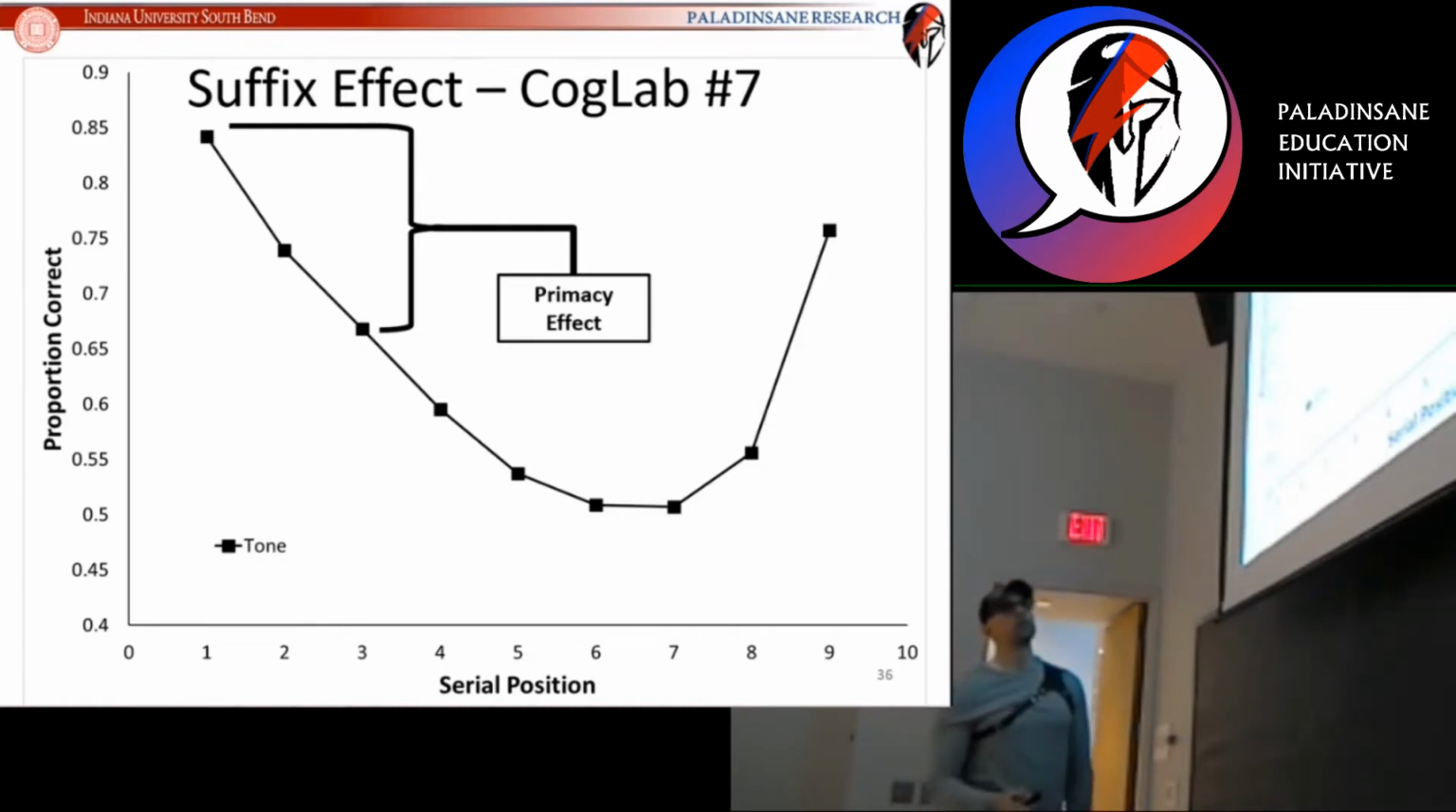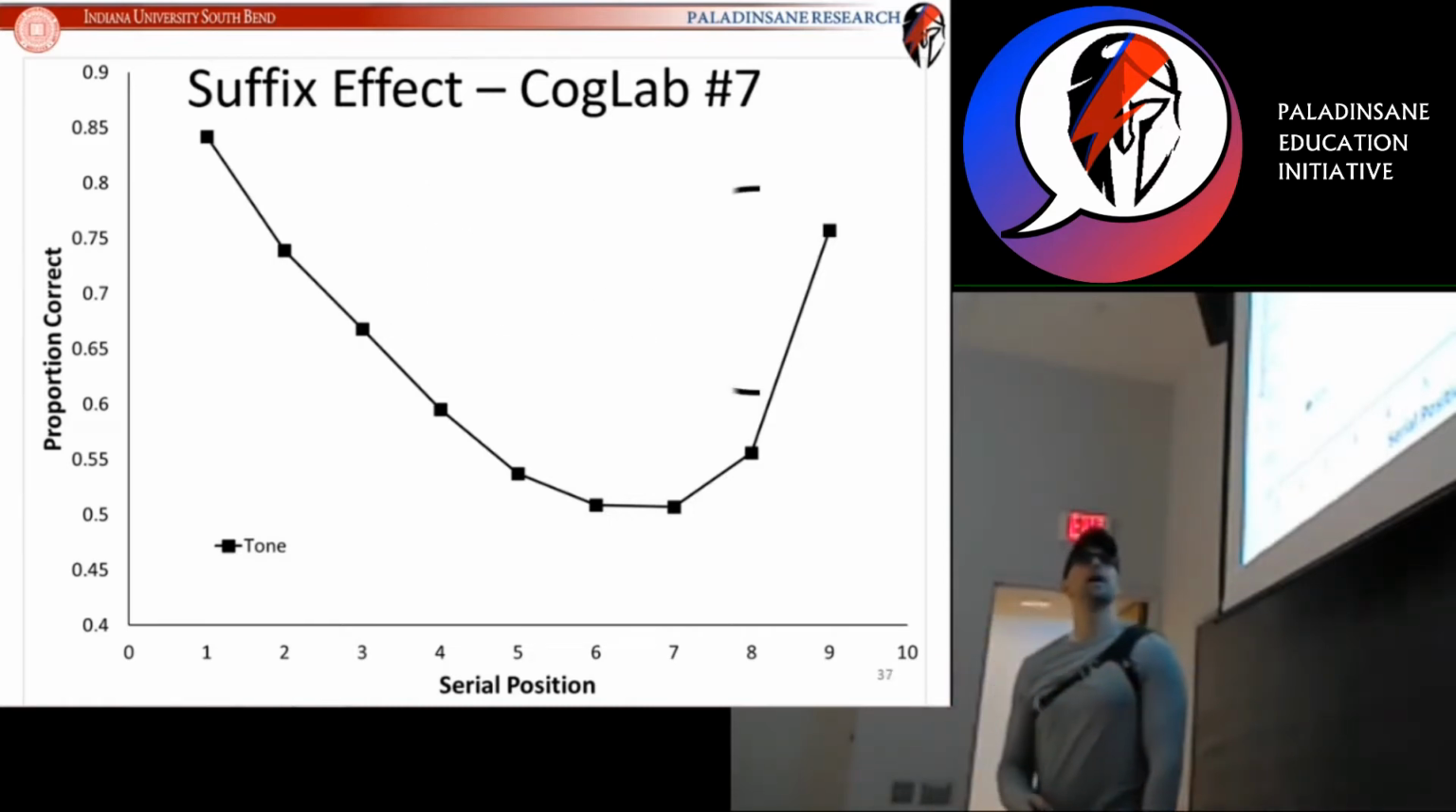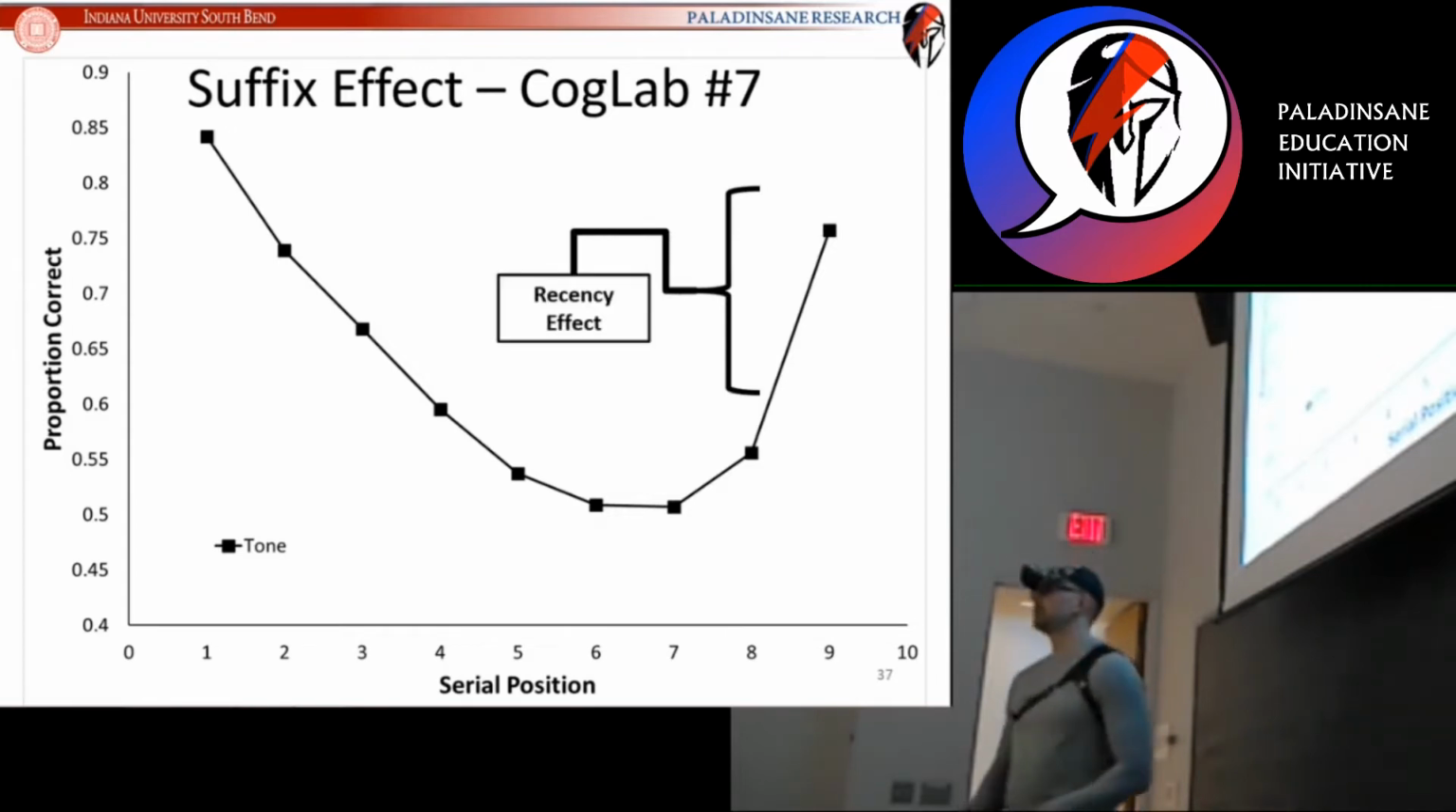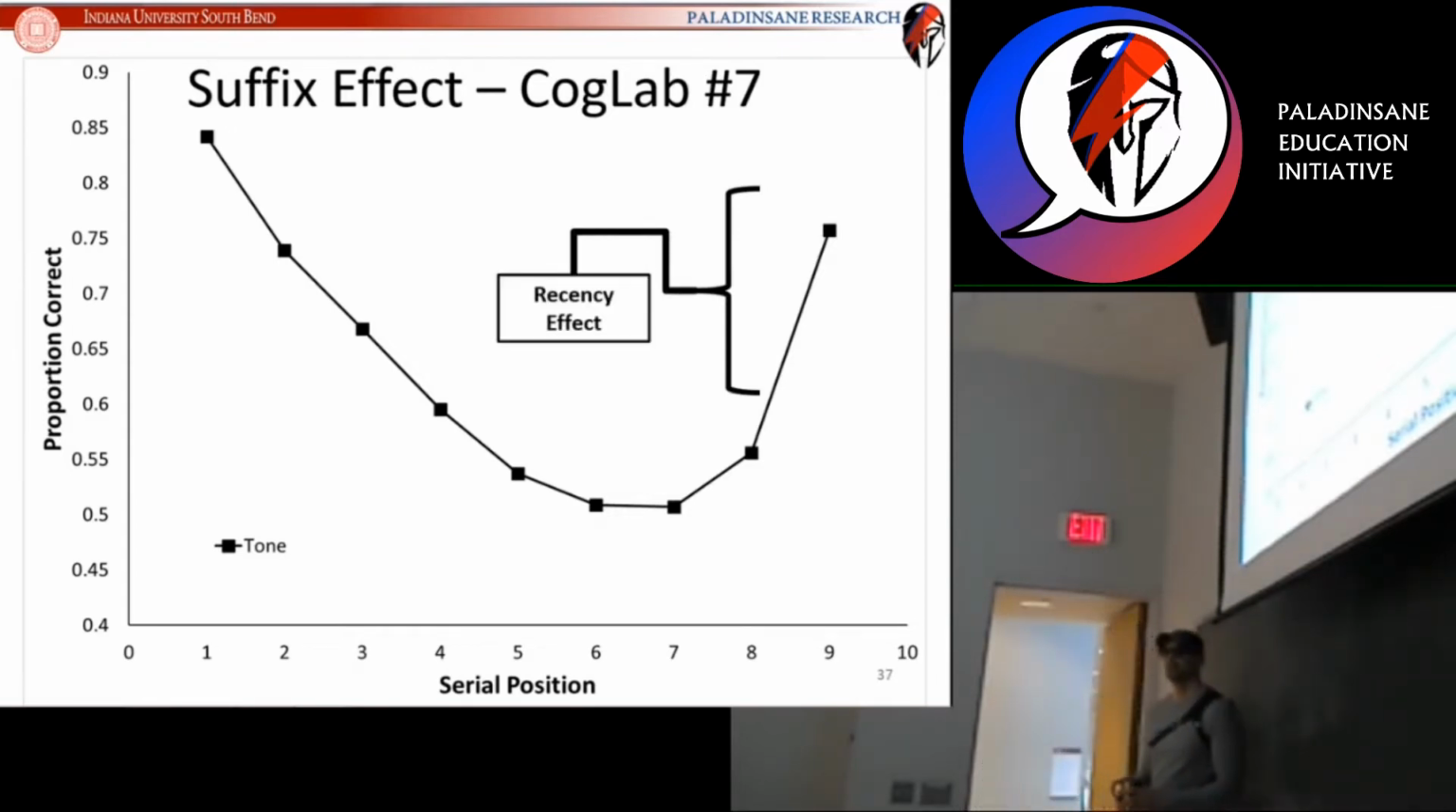What about the recency effect? What about the fact that we are really good at that last number? Kind of good at the second last number. We're really good at the last number. So what might be going on there?